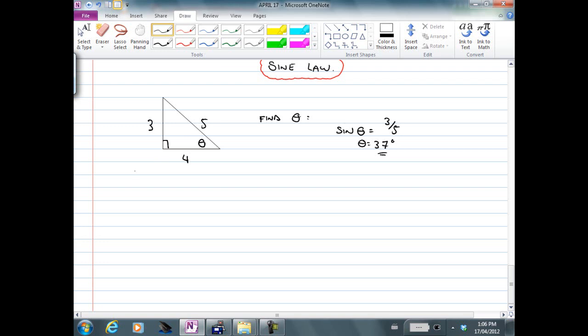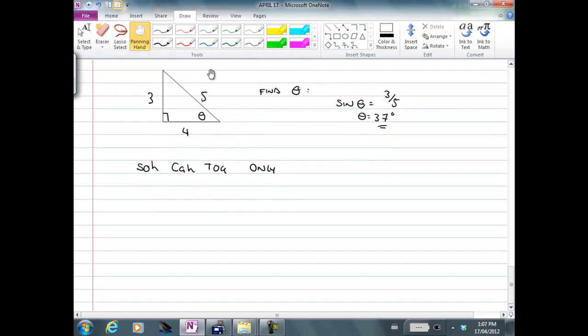I'm going to write a few things down. SOH CAH TOA. This is crucial. A lot of people don't realize this, but it only works with a right triangle. If you don't see a right triangle, you can't use SOH CAH TOA anymore. This is a rule. See, here's 90 degrees. I see 90 degrees, so I can use SOH CAH TOA.